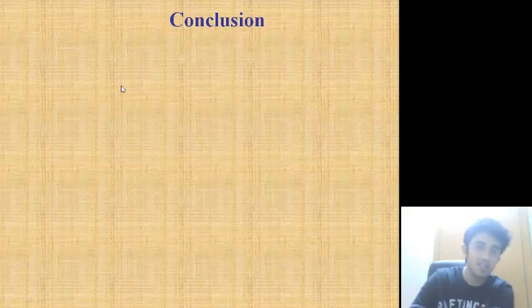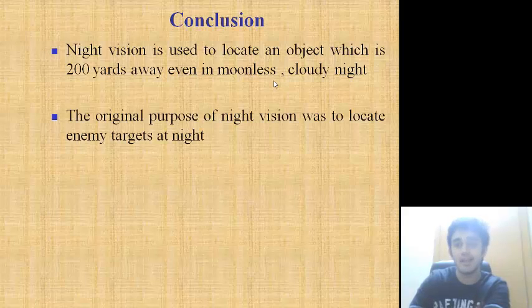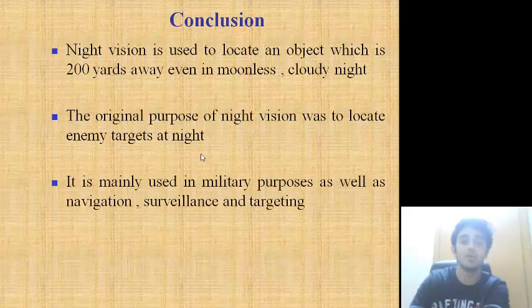So let's just give a conclusion, a strong point. Night vision is used to locate an object which is 200 yards away even on a moonless and cloudy night. The original purpose was to locate enemy targets at night, and it was basically invented during World War I and World War II. It is mainly used for military purposes as well as navigation, surveillance and targeting. So basically night vision devices are used for security and for distance vision.